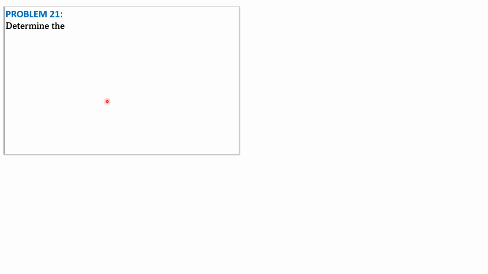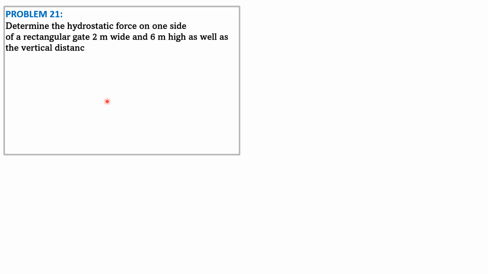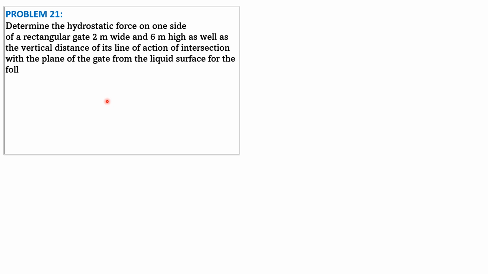Problem 21. Determine the hydrostatic force on one side of a rectangular gate 2 meters wide and 6 meters high, as well as the vertical distance of its line of action of intersection with the plane of the gate from the liquid surface for the following cases.